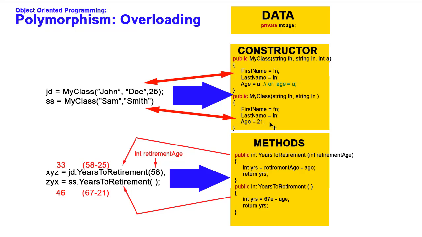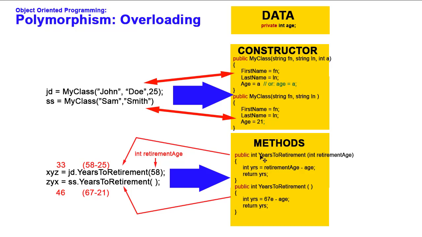In this case, I have a default age of 21. So if I know the person is 21, I don't need to pass that age. It will just set it by default. So in this case, SS equals my class Sam Smith. Sam Smith would be 21 years of age, whereas John Doe, passing it the 25 age parameter, would be 25 years old.